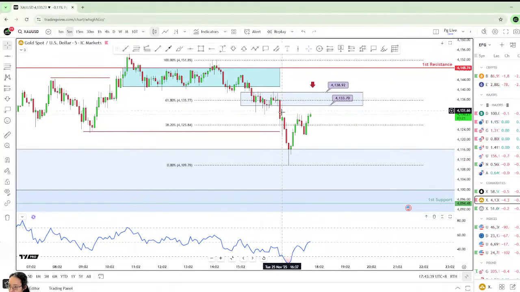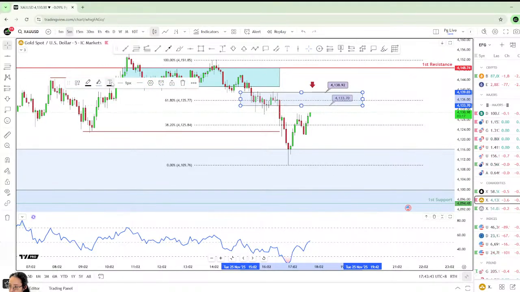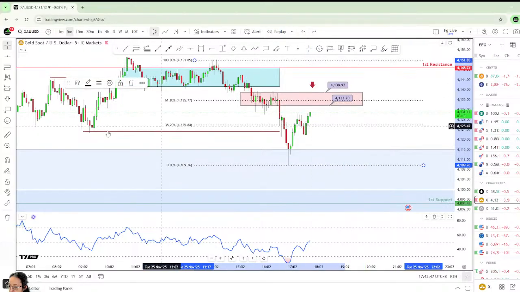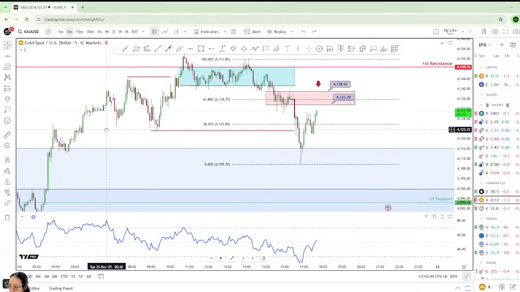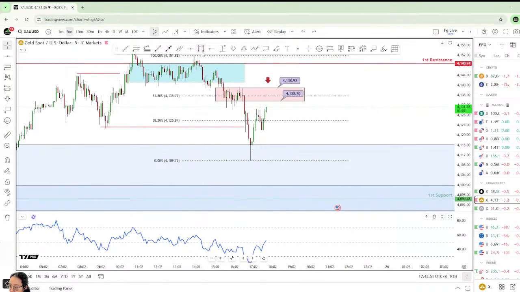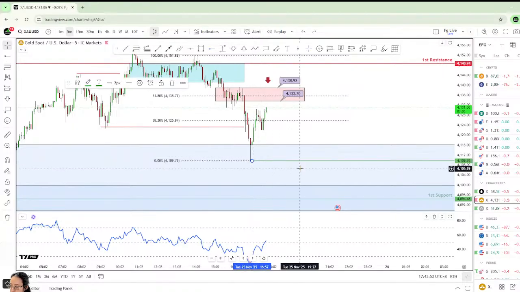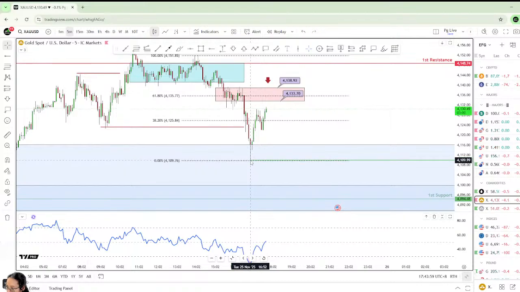an OB here, the supply zone. So basically we're going to sell at this level. If you're going to sell here, the TP target is the swing low, which is at 4,100. At this level.